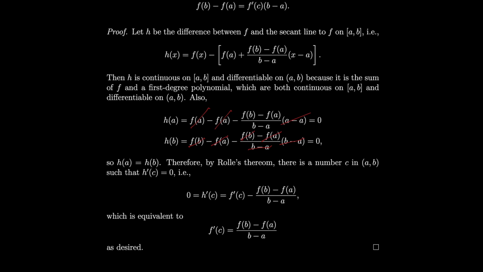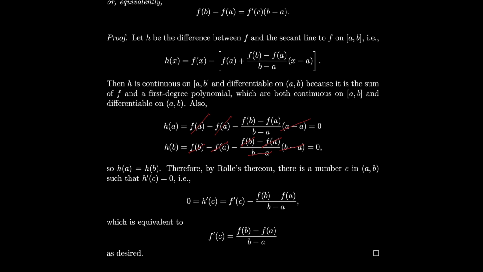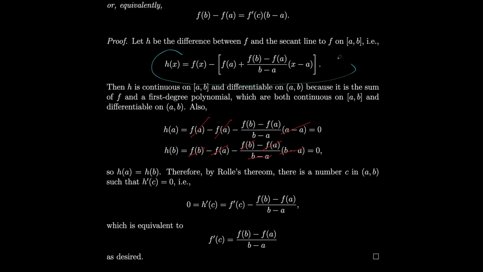So by Rolle's theorem, there must be a number c in this interval such that the derivative at c for h is 0. Okay, so we know that 0 is h prime of c. But we know that h prime of c is actually equal to this thing. Why? Well, go back to how we defined h. Notice that if we take the derivative of h, we get f prime of x.